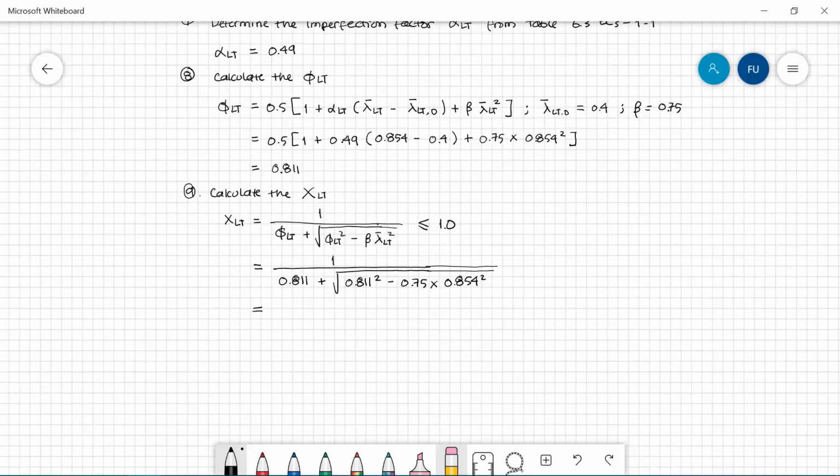Let me calculate this one first. 1 divided by bracket 0.811 plus the square root of 0.811 squared minus 0.75 times 0.854 squared, close the bracket. So it is 0.874, and it is less than or equal to 1.0.